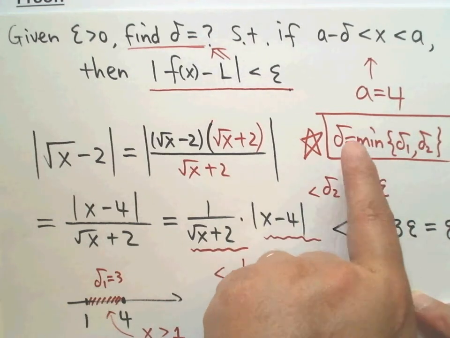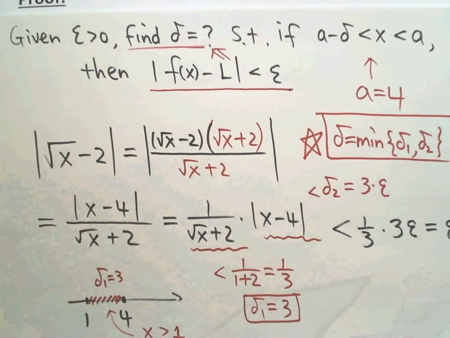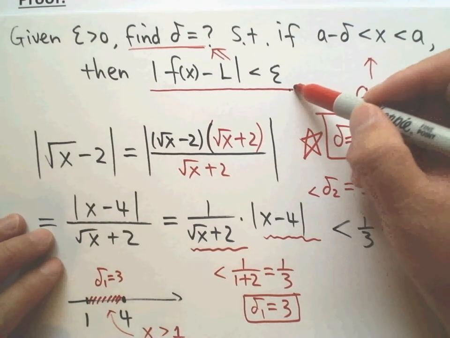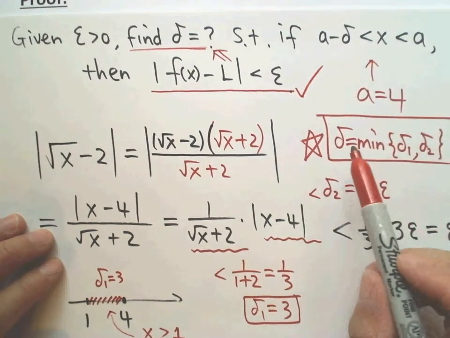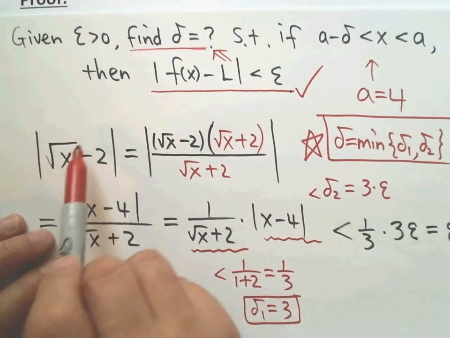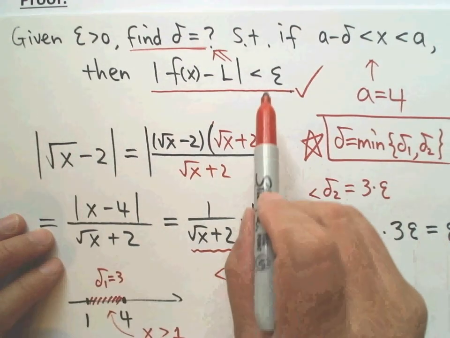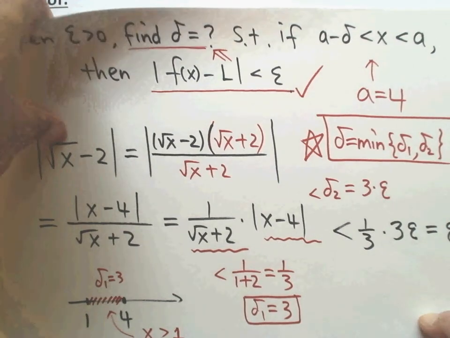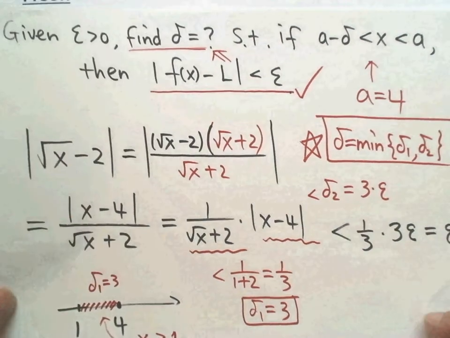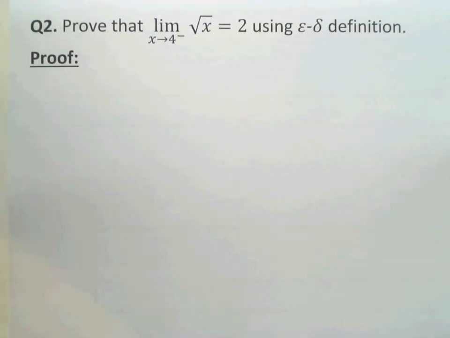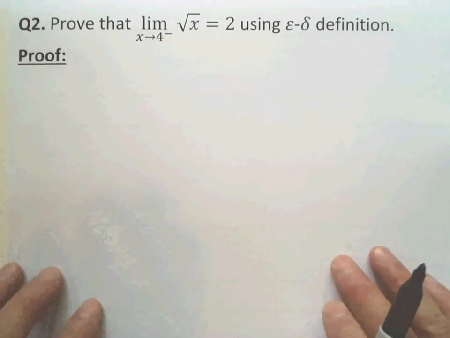The first is true, the second is true, because we pick delta as the minimum. If we choose delta as the minimum, then the difference between the function and the 2 is less than epsilon. Okay, good. So we already found the delta. Keep in mind, we're going to write down everything. So this is all we need. Write down everything to here.